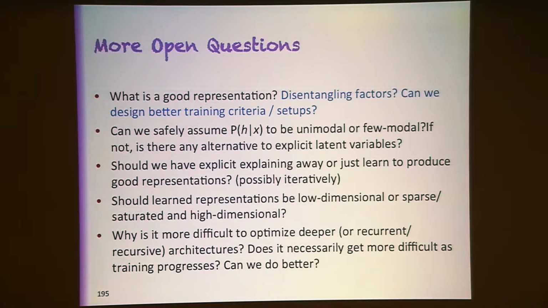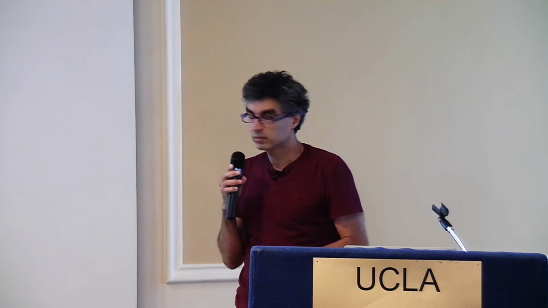One question I think I've answered is, should learned representations be low dimensional or sparse, saturated, and high dimensional? And the answer is they should be sparse, saturated, high dimensional. I mean, yeah, it's obvious. Well, 12 years ago I thought it was the other way around, and I did so-called nonlinear dimensionality reduction, and then I found it didn't work, and there were good reasons for that, and now I understand better why.